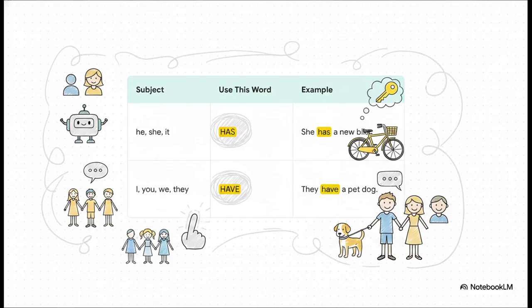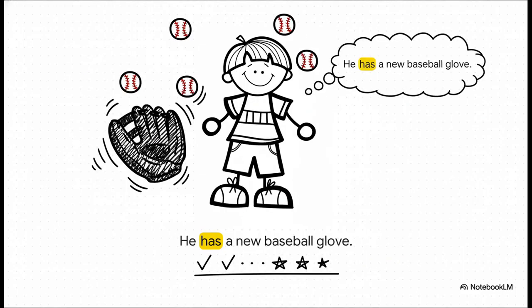Okay, so here's the rule, and it's actually super simple. If you're talking about just one person or thing, a he, she, or it, you're going to use has, like she has a new bike. But if you're talking about more than one person, like we or they, or, and these are the special ones, I or you, then you use have. Let's look at a quick example.